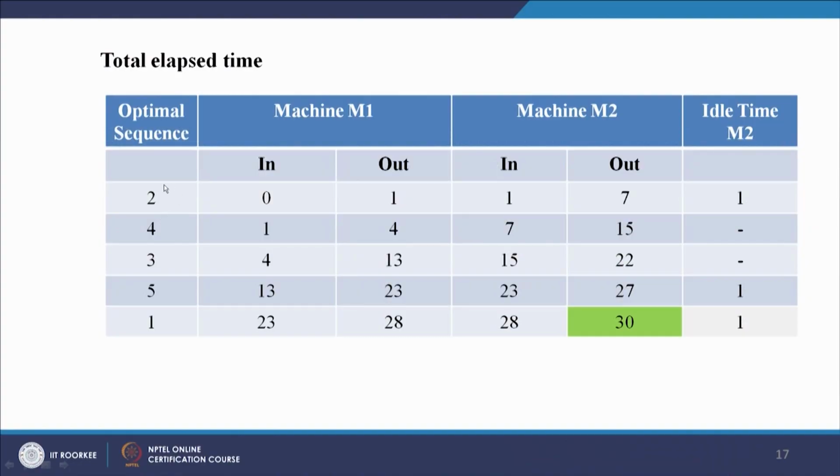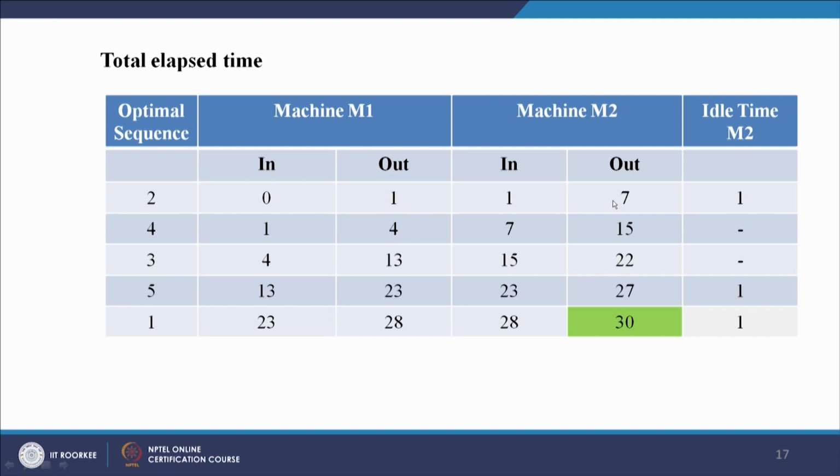Then the next in the optimal sequence is job 4, and accordingly it will go to machine 1 after 1 hour. Why? Because in the first 1 hour machine 1 was busy with job 2. So it goes after 1 hour. Whatever is the processing time for job 4, we add that to 1 hour, and it will be out at 4 here, and then it will enter machine 2 at 7. Why will it enter at 7? Because machine 2 is already busy with job 2, which requires 6 hours duration.